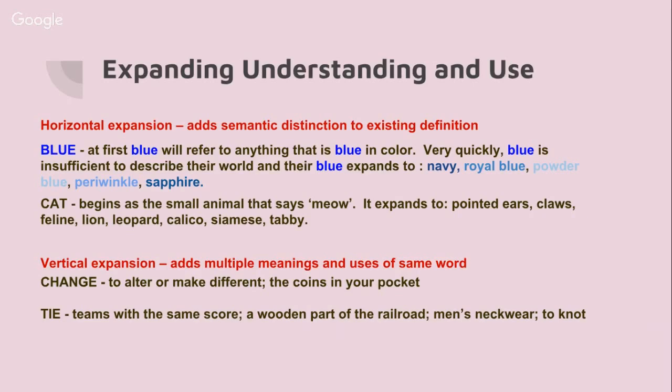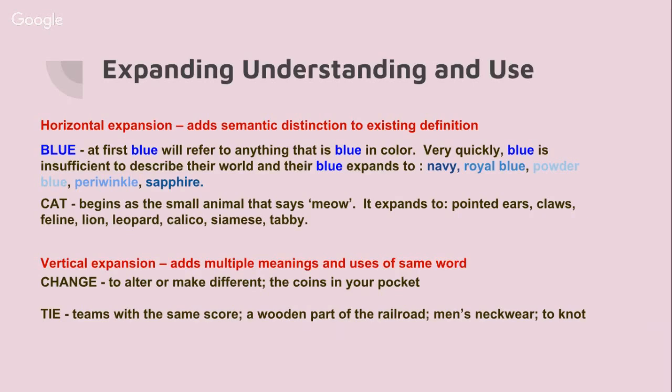Vertical expansion is where we add meanings to one word. So a word in our language actually can have many meanings. So the word duck can mean get out of the way, or it can mean the animal that floats on a lake and goes quack, quack. Both are duck, but our vertical understanding changes with time, in that we understand you can use one word to mean two different things. Another couple of examples here are change, meaning to alter or make different, and then the coins in your pocket.